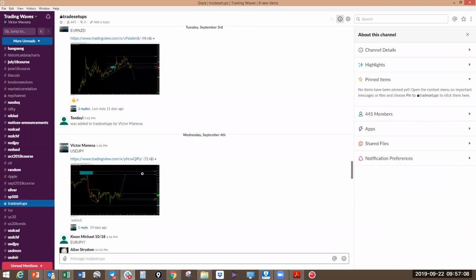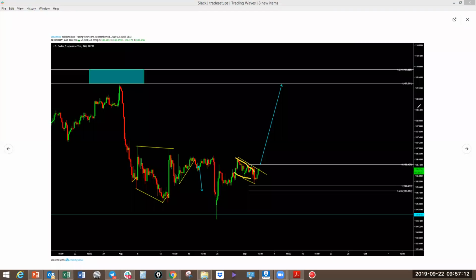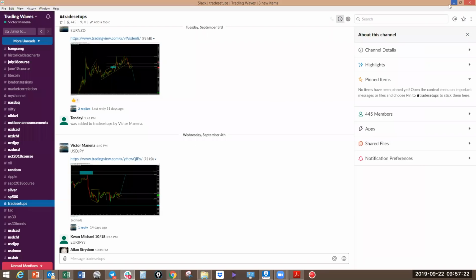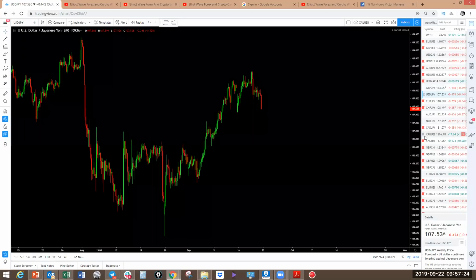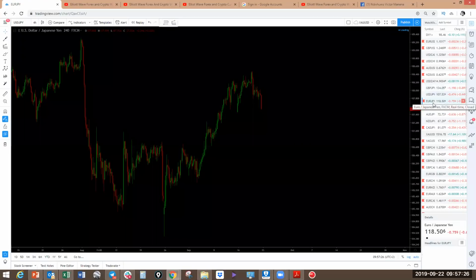It's going very well. This is the one here. So you took it from right at the bottom. It is now around this 108 area. It was busy correcting here. We're looking for one more move to the upside. All right, so that's US dollar JPY.